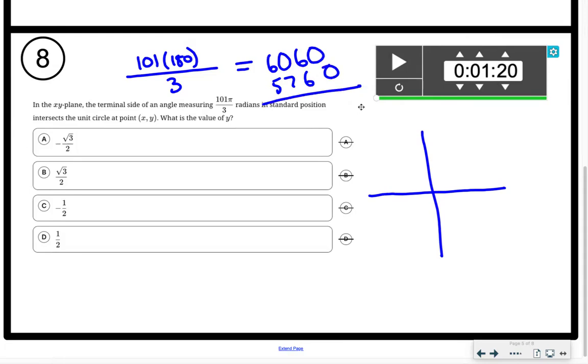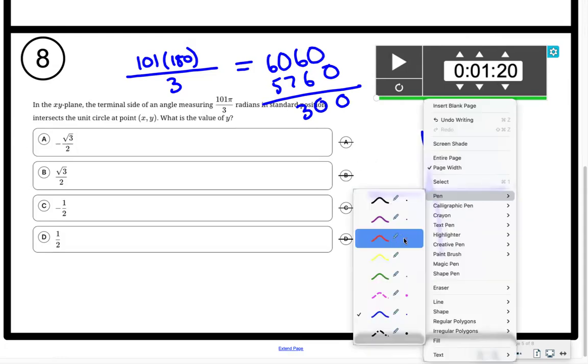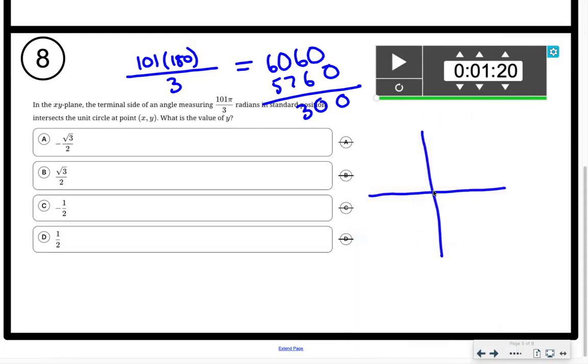5,760. So if I go around 16 full times and subtract these, then I'm left with 300. This is what I care about. So I went 300 degrees. The way angles are measured is you start on the coordinate plane. You start here and you go around. And 300 degrees is going to be here in the fourth quadrant.